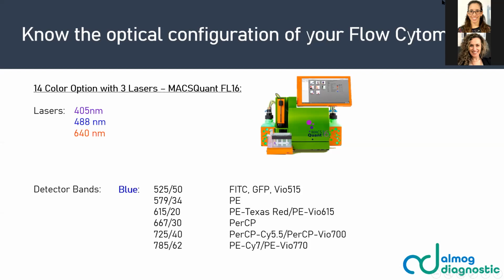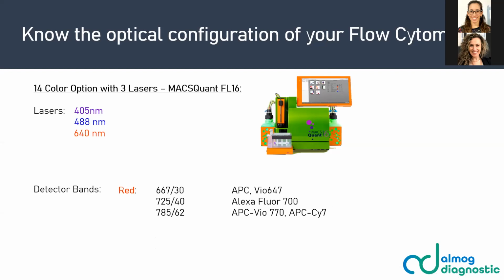Under the blue laser, we have 6 fluorescent channels, FITC channel, PE channel, and all the tandem dye channels that can be combined with all of our regular channels. And the red laser channels that are free on this particular flow cytometer. There are 3 detectors on the red laser channel for APC, for Alexa 700 and APC-Cy7.